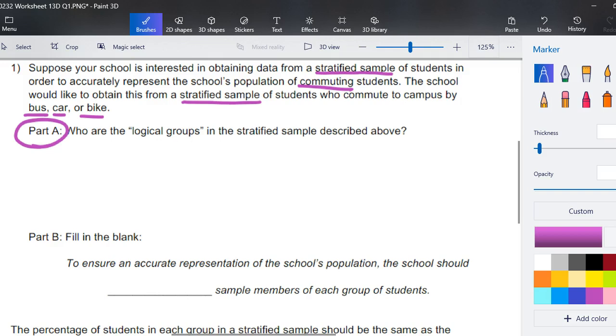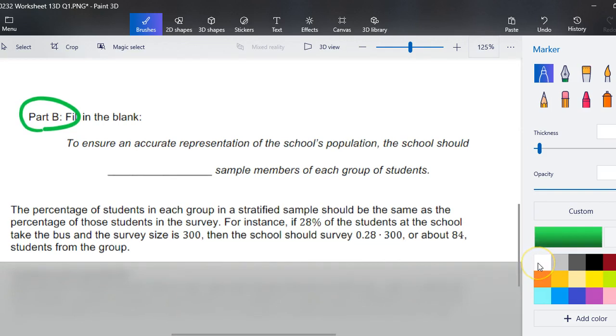In part A, who are the logical groups in the stratified sample that's described above? The logical groups would be students who ride the bus to school, students who drive a car to school, and students who bike to school. Then fill in the blank: to ensure an accurate representation of the school's population, the school should randomly sample members of each group of students.